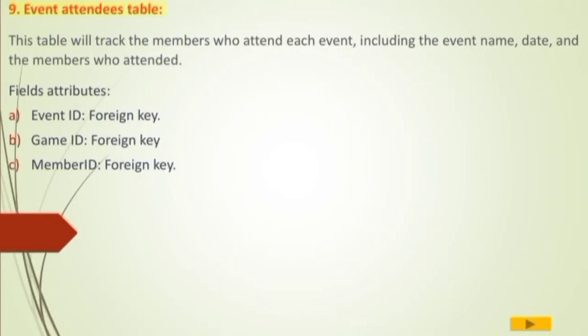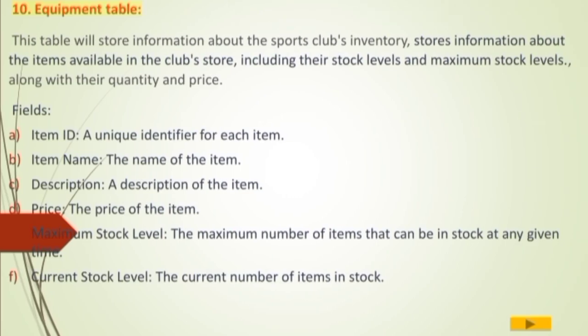9. Event attendees table. This table will track the members who attend each event, including the event name, date, and the members who attended. Field attributes. A. Event ID, foreign key. B. Game ID, foreign key. C. Member ID, foreign key.